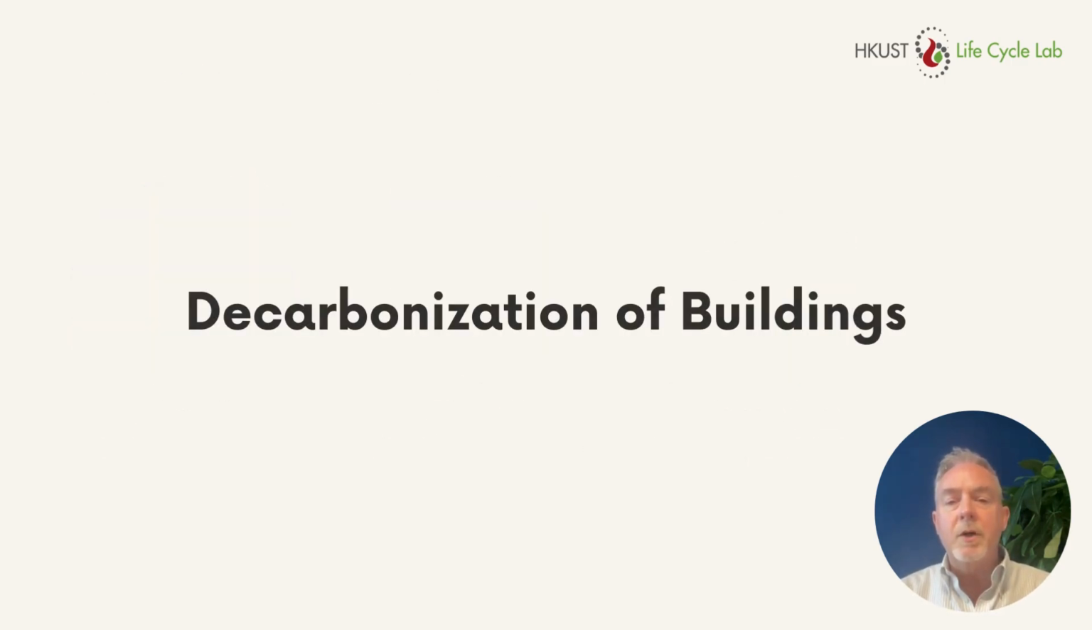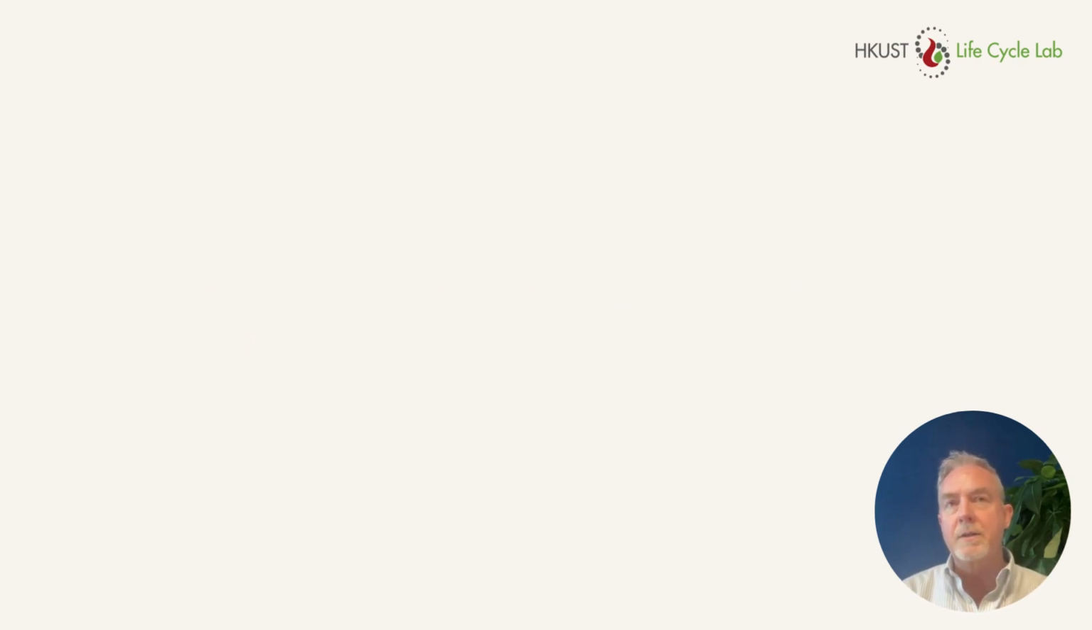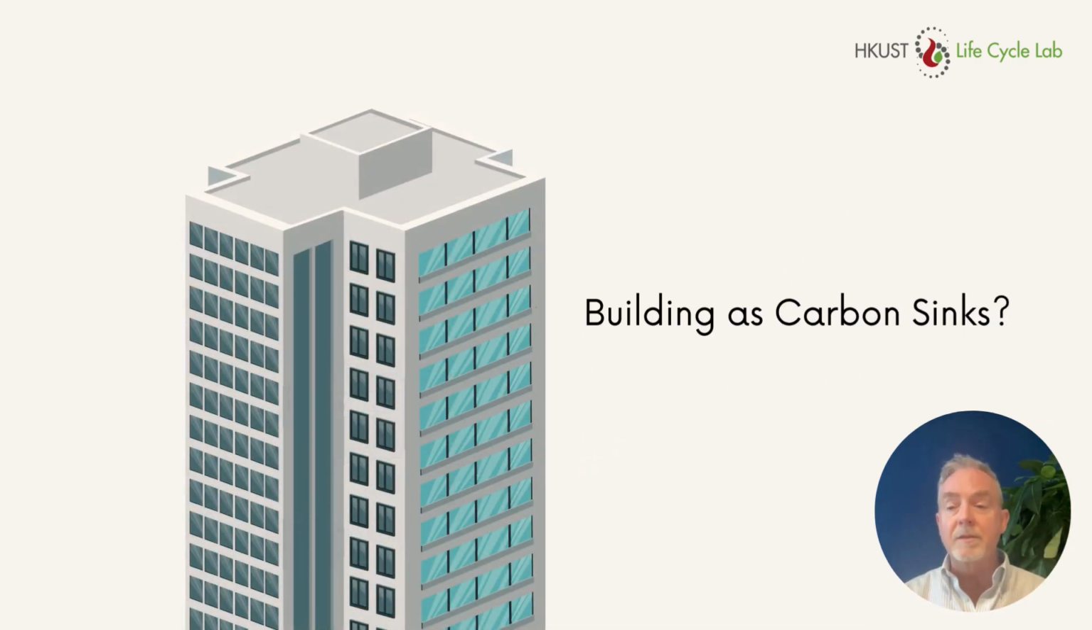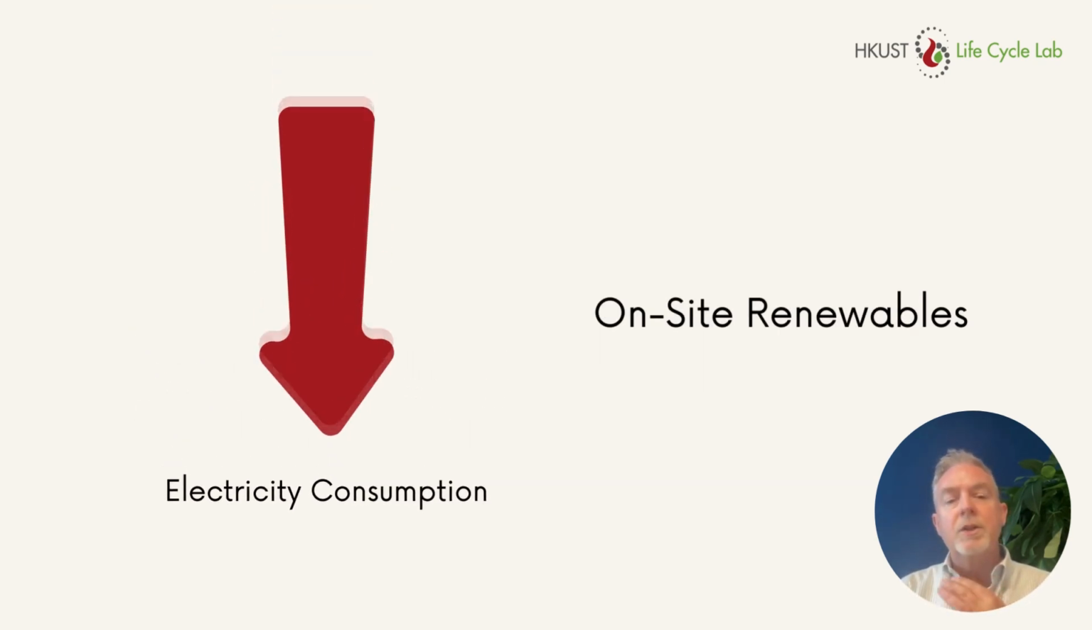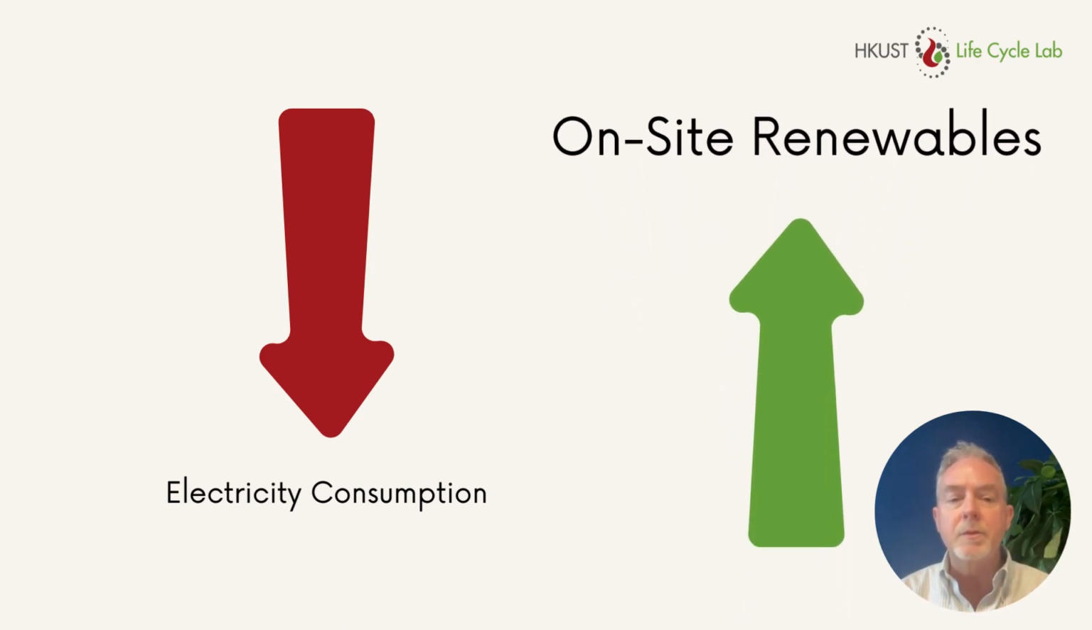In terms of the decarbonization for buildings, there's a lot of interesting research now in looking at buildings as carbon sinks. How do we use building materials to absorb carbon and so forth? We'll talk about that in a later video, but for now, there's really two fundamental strategies that we can undertake. Number one, we want to shrink the amount of electricity consumption to as small as possible. And number two, we want to increase the amount of on-site renewables to the greatest extent possible.